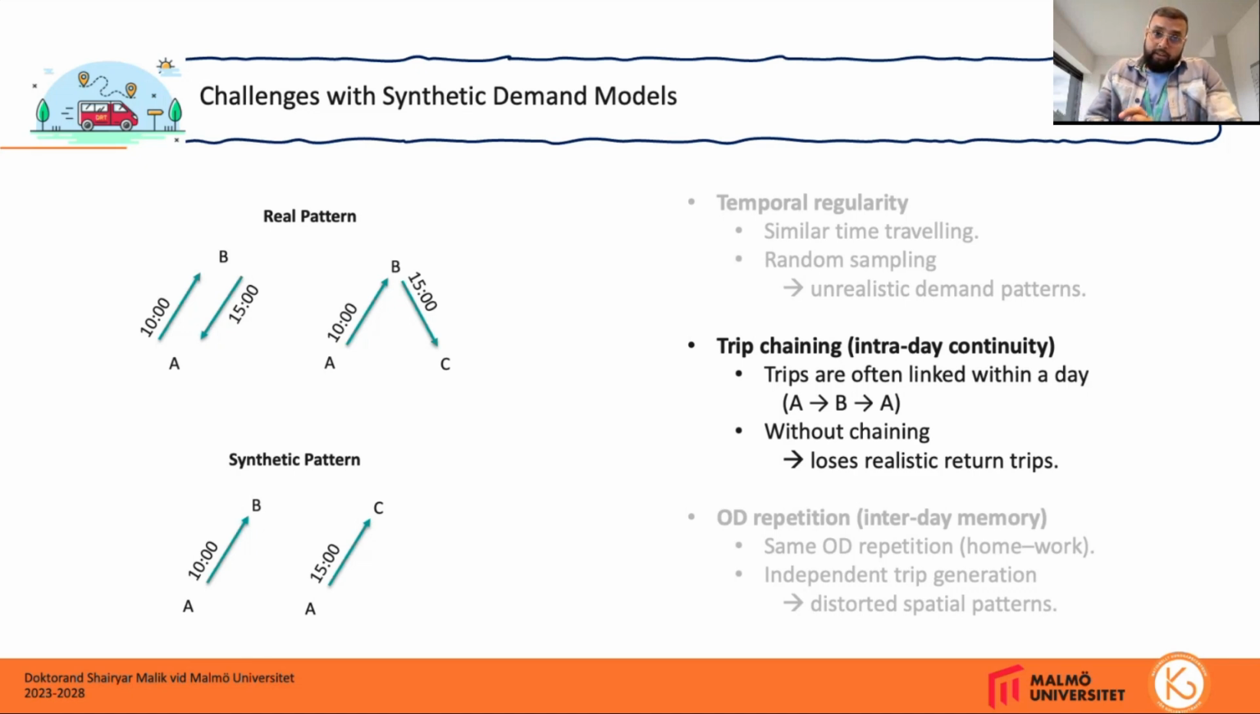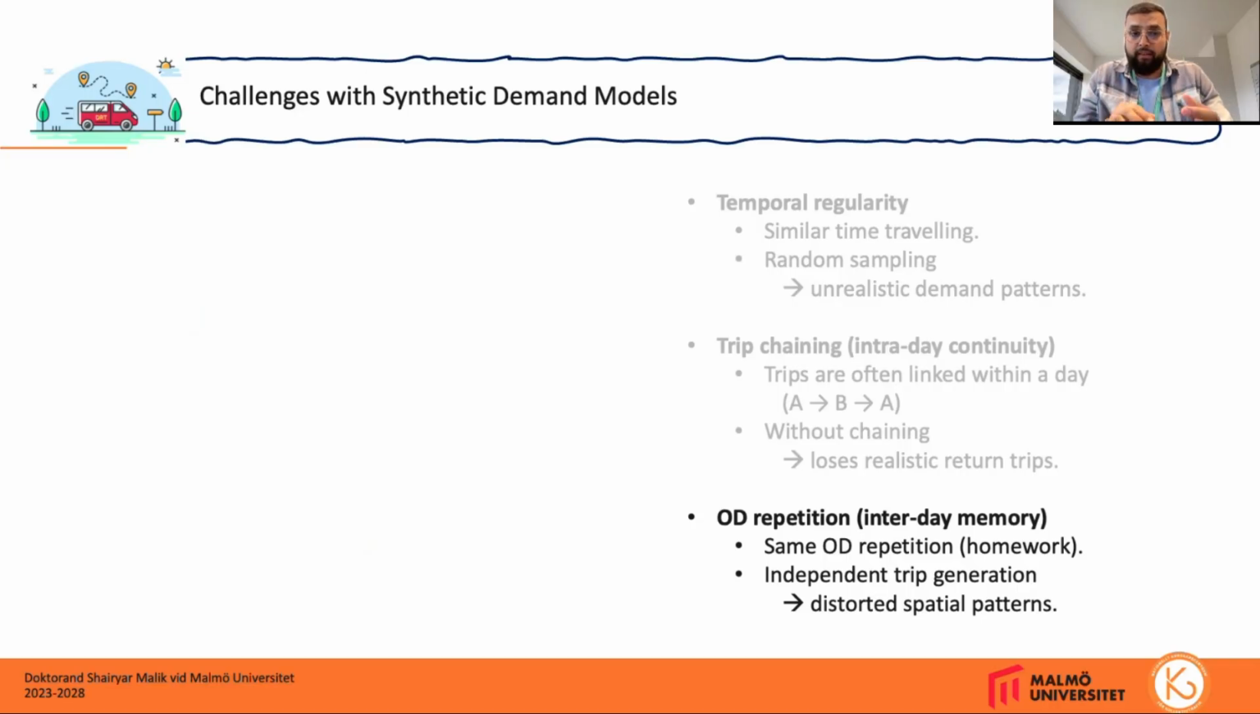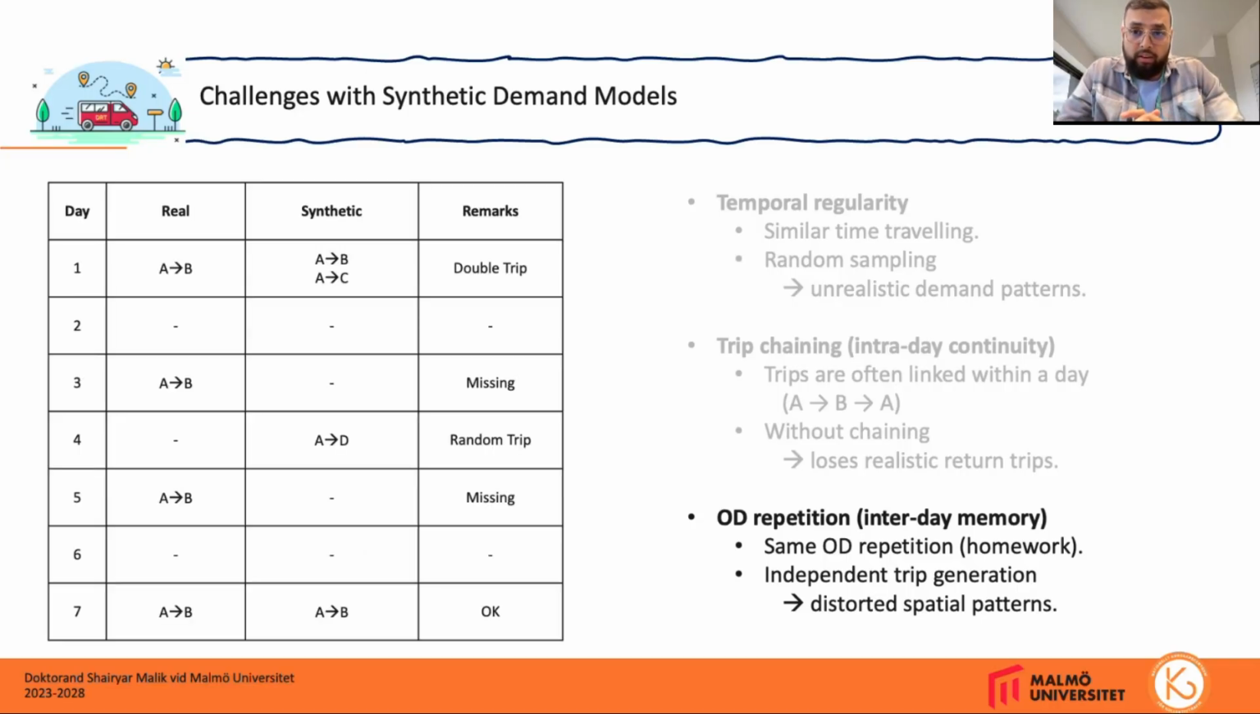So the third challenge is about what happens across the days, not within a single day, but how well we remember where people usually travel. This is the origin destination repetition, or interday memory. Many users travel between the same places on multiple days, typically home and work. But if you generate synthetic trips independently for each day, not looking at the overall pattern, the model might forget that pattern.